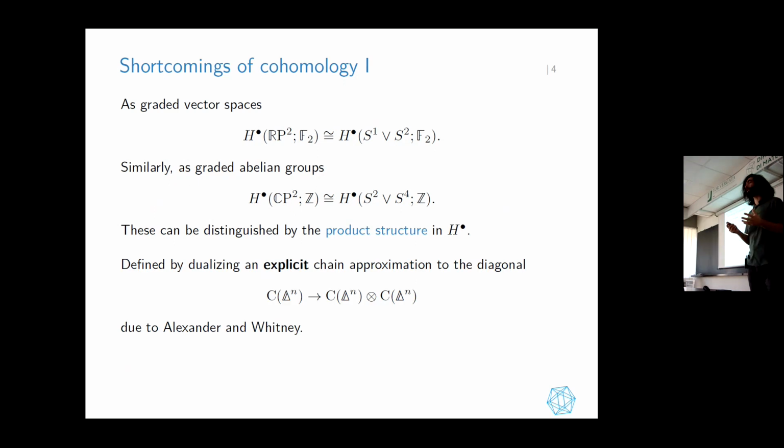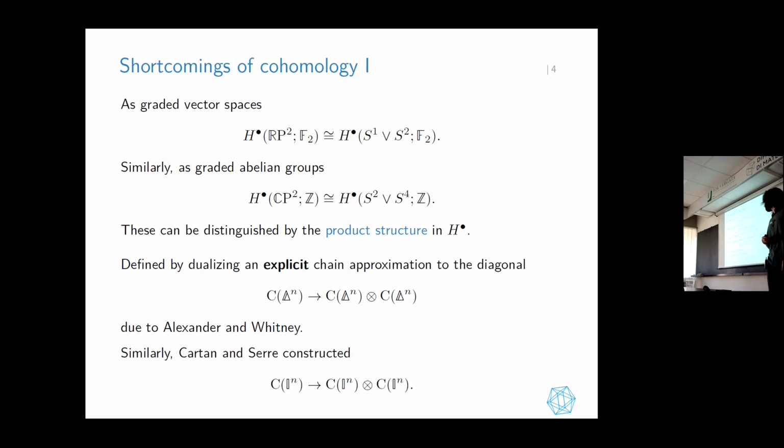Additional cohomological structure comes, in an effective way, from an explicit chain approximation to the diagonal of standard simplices. This was the original definition of Alexander and Whitney: we defined the cup product by dualizing an approximation to the diagonal. I should also mention that Cartan and Serre have an explicit chain approximation for cubes, so covering the two examples that we're carrying with us. And that's a very beautiful invariant.